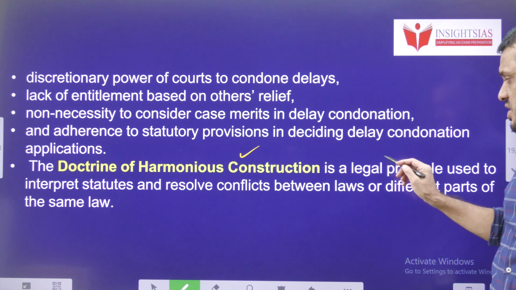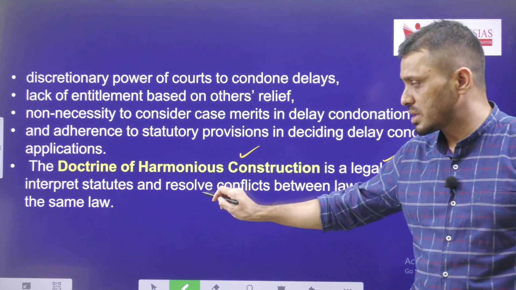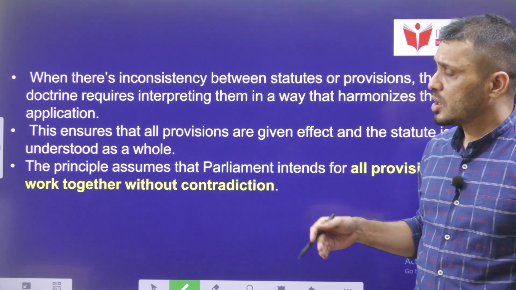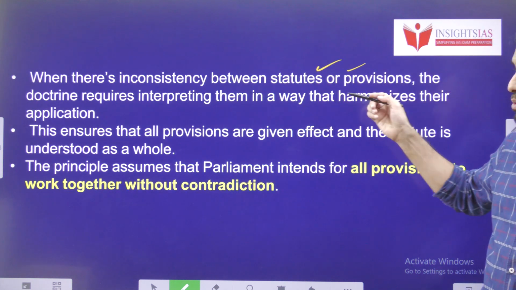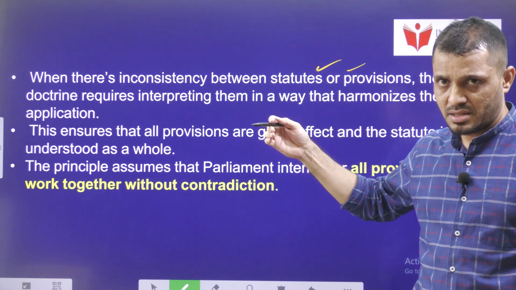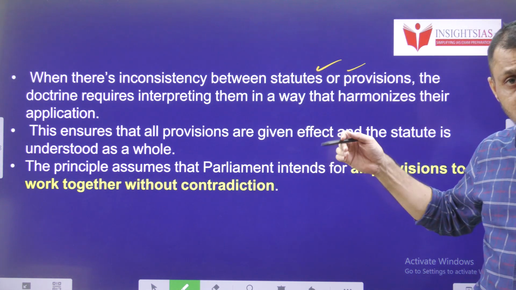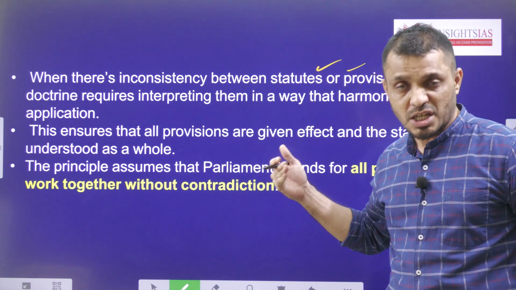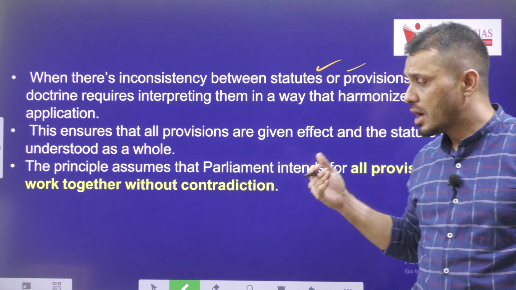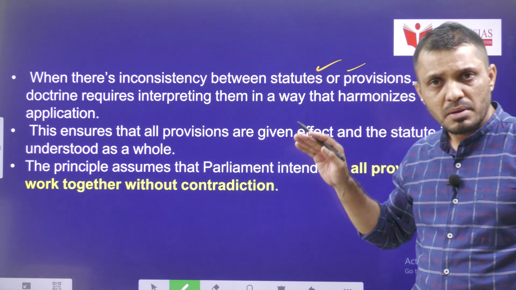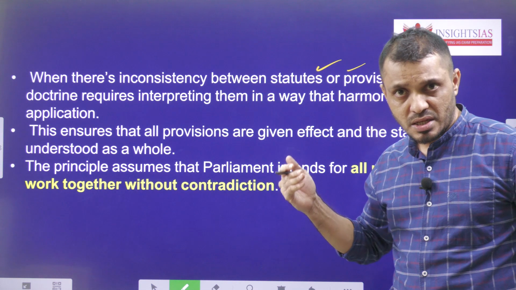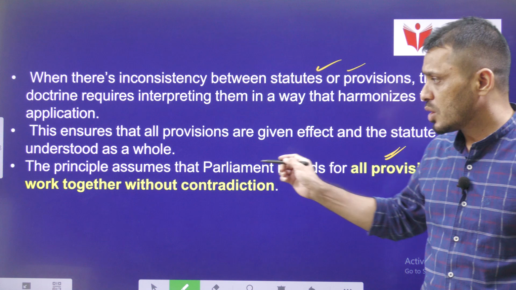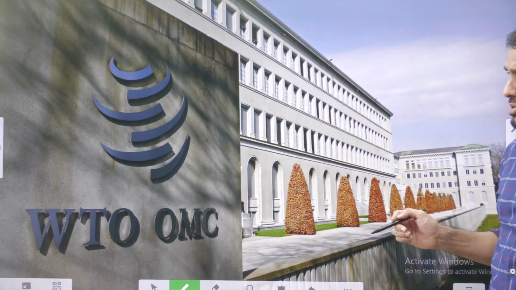Doctrine of harmonious construction. It is a legal principle used to interpret statutes which are conflicting with each other. When there is an inconsistency between statutes or provisions, this doctrine will be used, and by using this doctrine, courts will interpret why those two provisions are contradicting each other. This doctrine believes that even though provisions are contradicting each other, they will try to achieve the overall objective of the law. All provisions work together. This is the assumption.